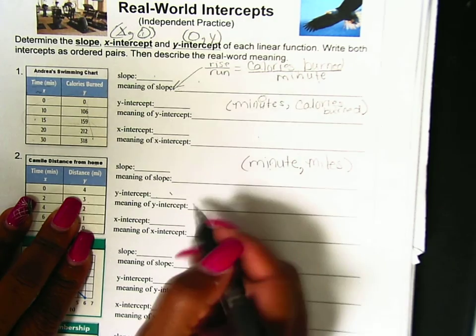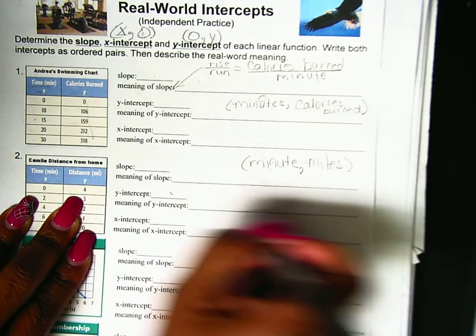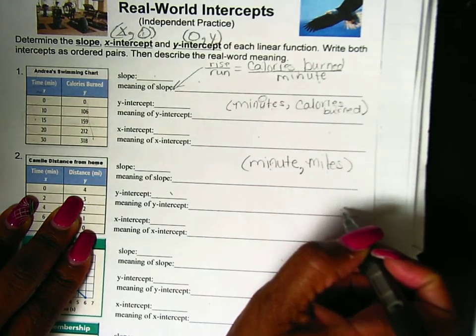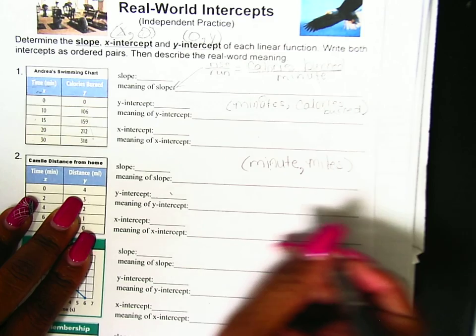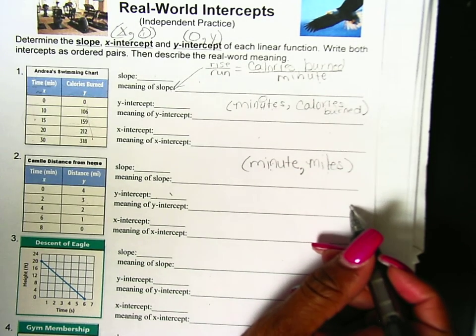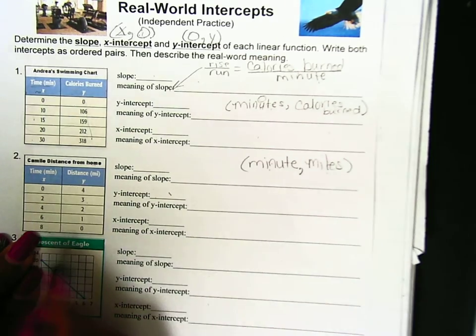4 miles. So when Camille hasn't walked anywhere, however she's getting there, she is 4 miles away from home. So Camille is 4 miles away from home in 0 minutes. Bam. Okay? Write it out. And then do the same thing for your x-intercept.